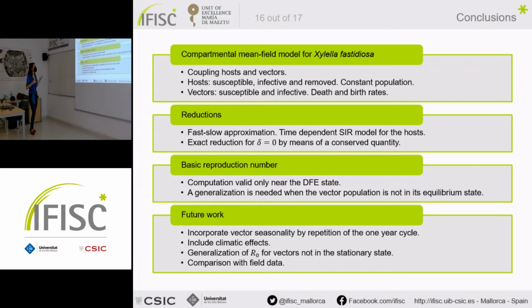So as future work, we'd like to incorporate the vector seasonality by repetition of the 1-year cycle when delta is equal to 0, repetitions which must include climatic effects, as the population of vectors at the beginning of the dynamics would depend on the climate of this year. Generalization of R0 is needed for vectors not in the stationary state of the dynamics, and then finally we could compare with field data if we have this done.